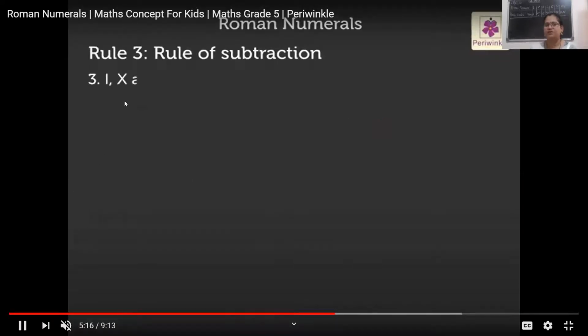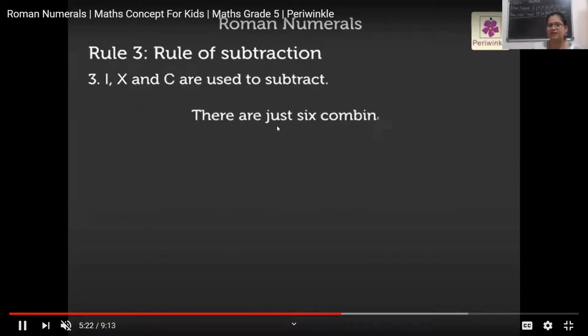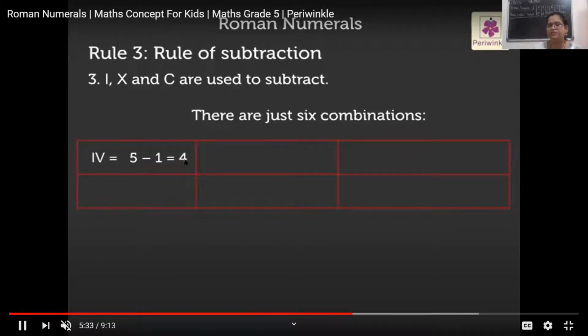Rule of subtraction, the third rule. I, X and C are used to subtract. There are just 6 combinations. Let us go through the 6 combinations of Roman numerals. IV is nothing but 5 minus 1, that is 4. Next, IX. This is the same symbol with the same rule with different new symbols. 10 minus 1, that is 9.